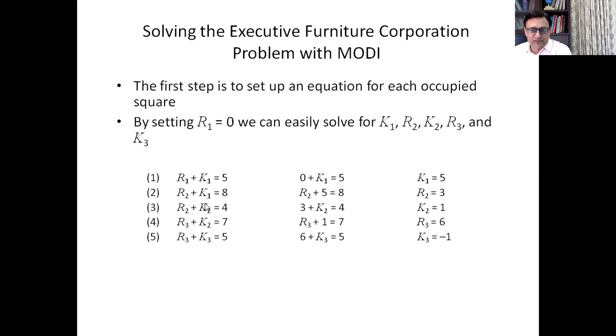Now we will presume R1 is equal to 0. We will find out the value of K1. Similarly, because K1 has been found out, you can find out the value of R2. Similarly, R1, R2, R3, and K1, K2, K3, all values will be found out. Now we have to find out the change in the cost of the unoccupied cell.